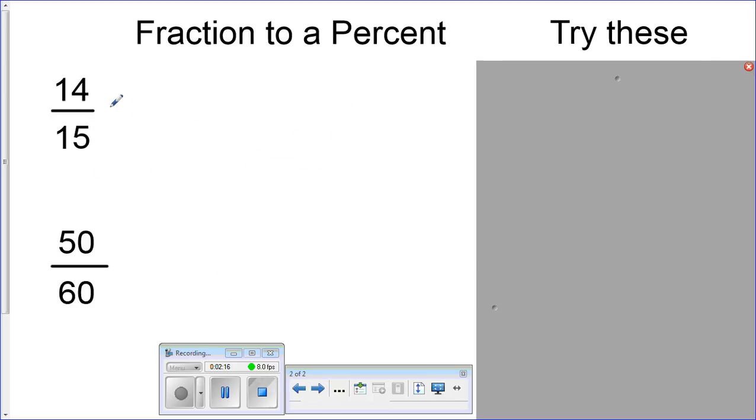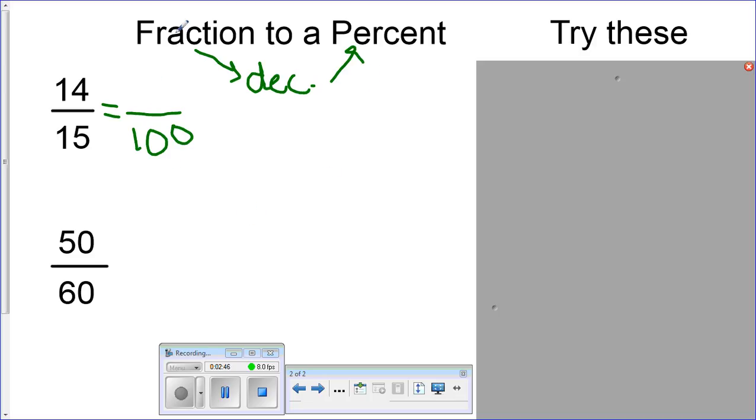Not always are we going to have nice equivalent fractions comparing our denominator to 100. So for instance, I can't multiply 15 by a whole number to get 100. So what we need to do here is convert a fraction to a decimal and then convert our decimal to a percent, which takes a little bit longer, but not that much longer.